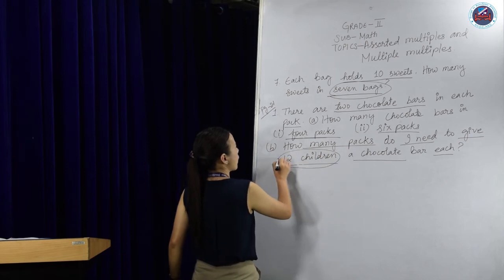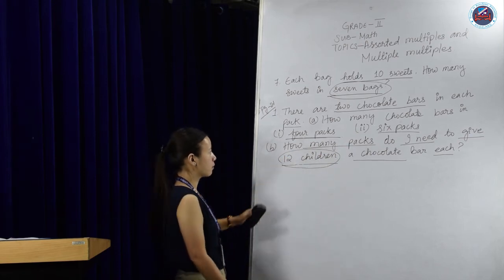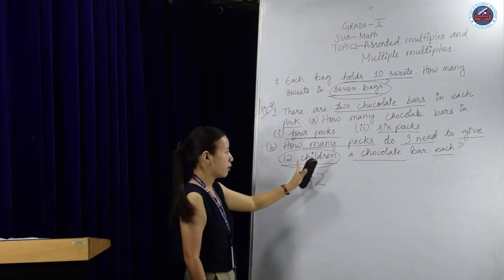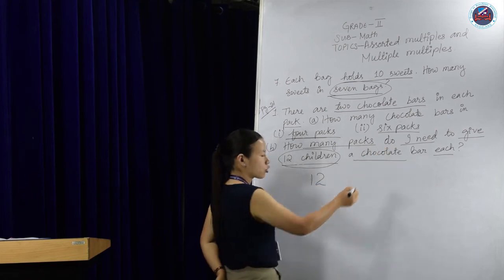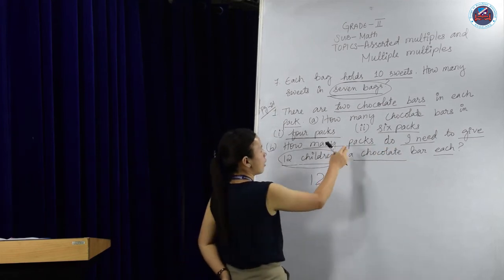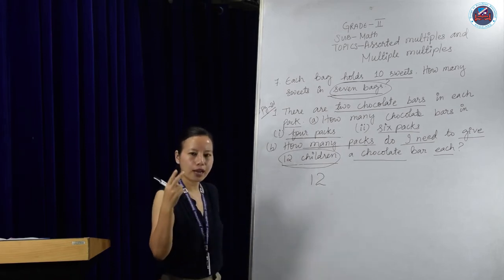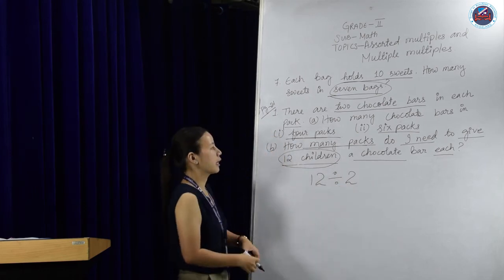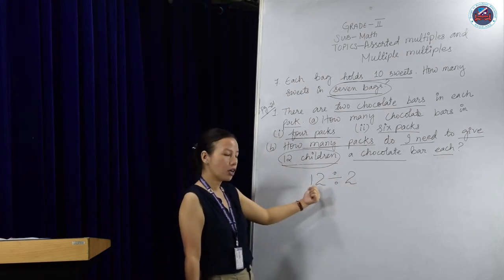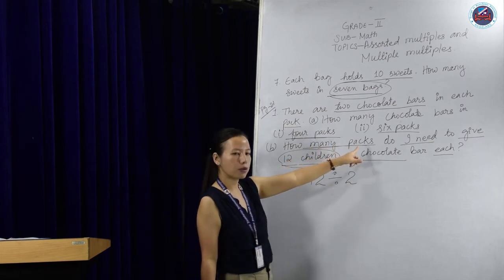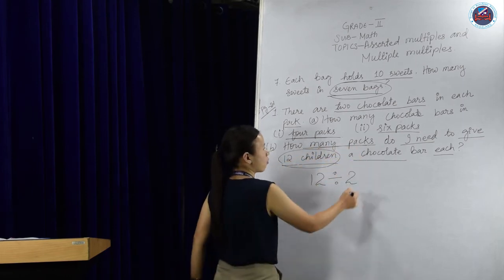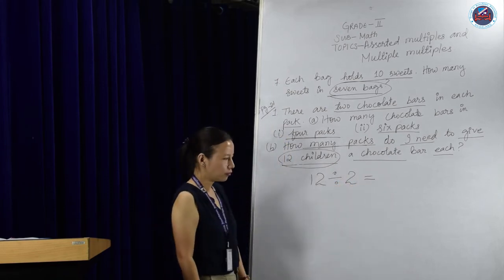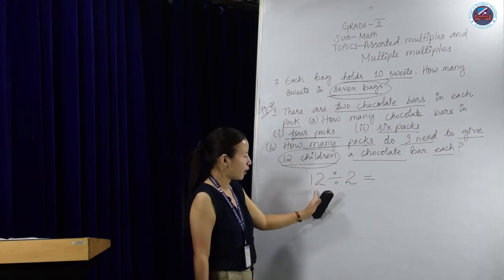So we write the total, that is total children 12, and since each child gets one chocolate bar, and each bag has 2 chocolate bars, we divide by 2. We are finding the number of bags, so we divide 12 by 2.